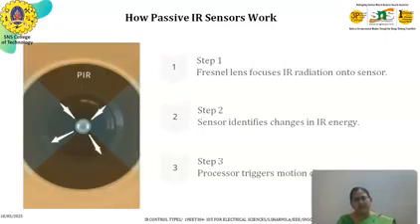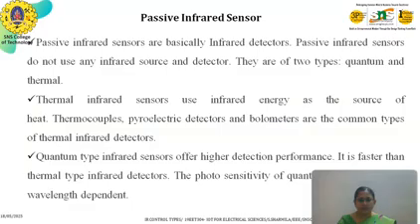How do passive IR sensors work? The first step is the lens focuses IR radiation onto the sensor, and the sensor identifies the infrared radiation energy. Then the processor triggers the motion detection output. The processor will calculate the distance of movement from the IR energy to the object. Then we can calculate the output.